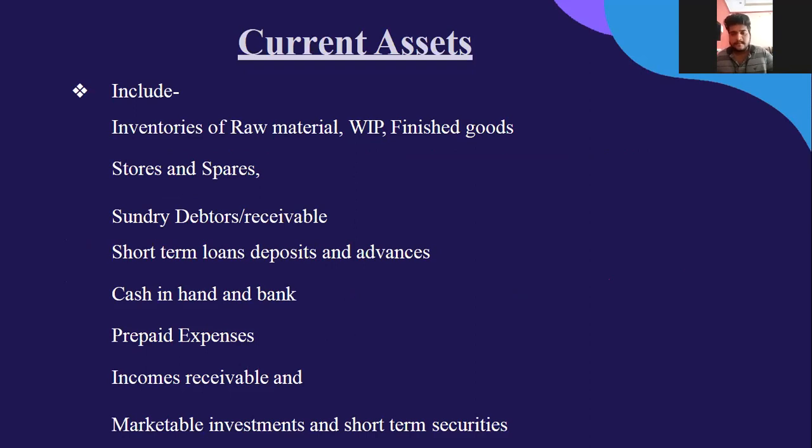Current assets include inventories of raw material, work in progress, finished goods, stores and spares, then sundry debtors, receivables, short-term loans, deposits and advances, cash in hand and bank, prepaid expenses, incomes receivable and marketable investments, and short-term securities.